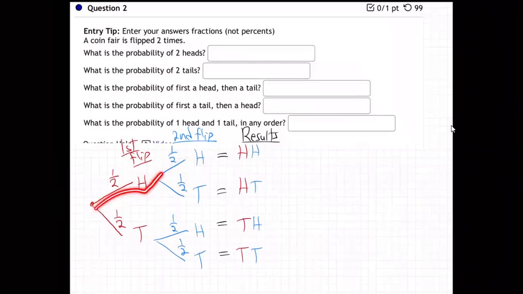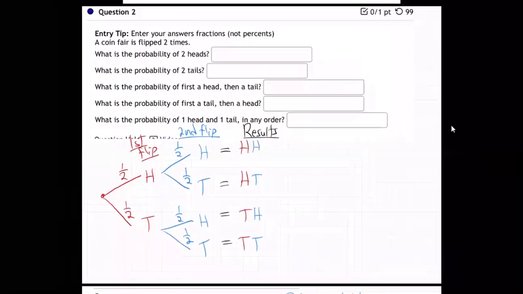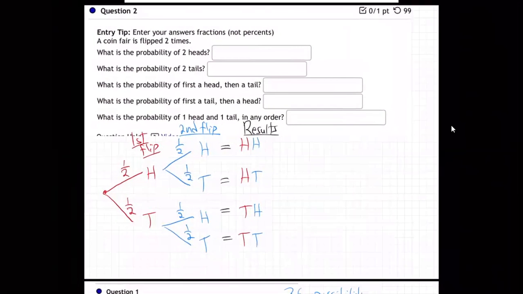So this is head, head. That's why the result is head, head. If we go the other way, we go head and then go down, tail. So that's why this result is head followed by tail, head, tail. Whereas down here is tail, head. And this is tail, tail. We all seeing that? So as you move from left to right through the tree, tail, tail, and tail, head, etc.